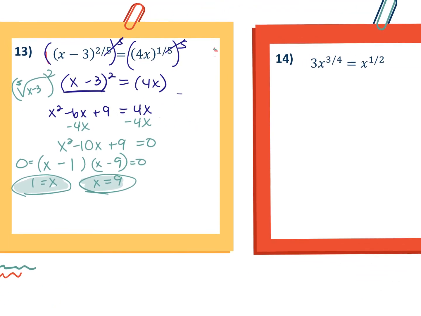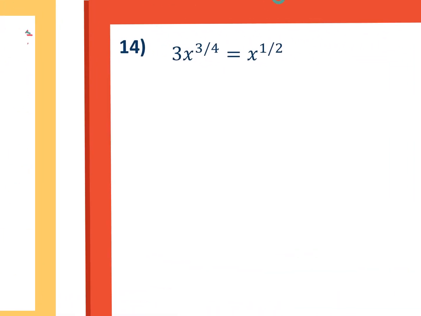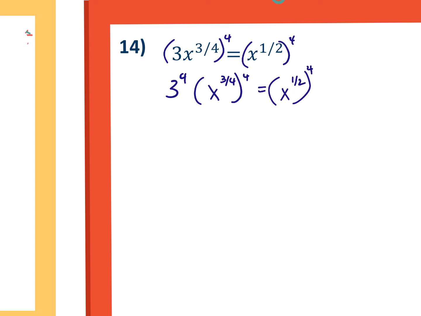Okay, last one. What would I raise both to? I'm raising both sides to the 4th. So the 3 gets the 4th and the x to the 3/4 gets the 4th. So be careful with that. If it was in parentheses, then the 3 would stay with the x. But because the 3 is not in parentheses, that 3 gets the whole 4. So this would be 3 to the 4th, 3 times 3 times 3 times 3 is 81. These cancel, I get x to the 3rd equals, and then 2 goes into 4 twice, and I have x squared.